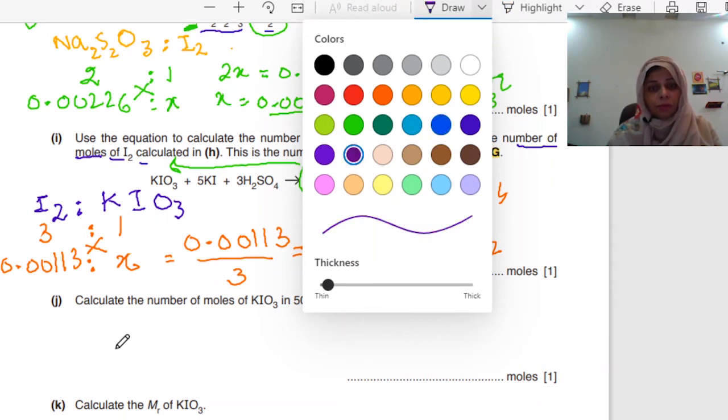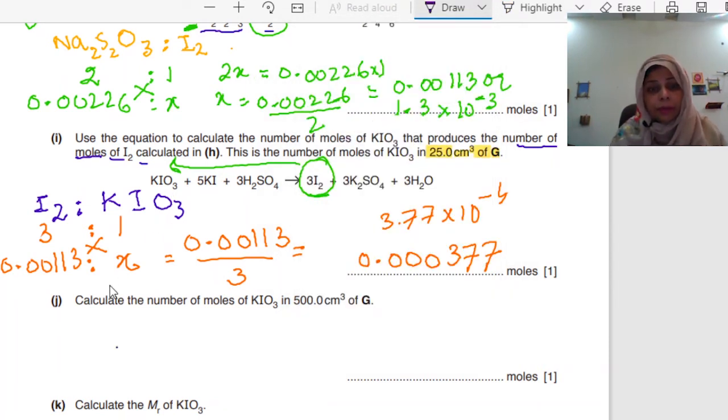How? Okay, look here. Calculate the number of moles of potassium iodate. The moles we have got here are the moles of KIO3. We have calculated moles of KIO3. Now calculate the number of moles of KIO3 in 500 cm³ of G.